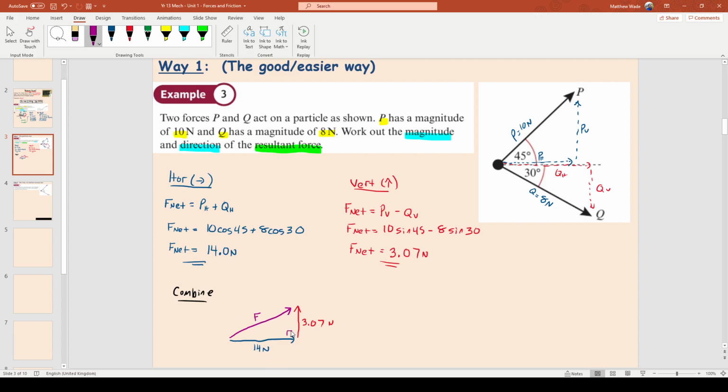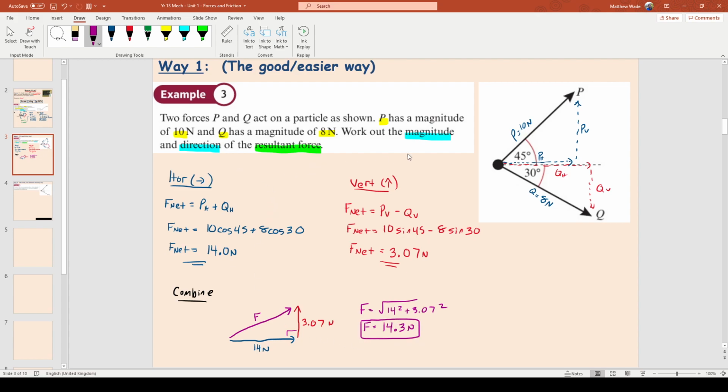Well, you lucky ducks, it's a right angle triangle. So how are we going to get it? With that thing from year 9. Pythagoras' theorem, that's the one. So we're going to do it. F equals the square root of 14 squared plus 3.07 squared, which gives us that F equals 14.3 to 3 significant figures, 14.3 newtons. The overall force is 14.3 newtons.